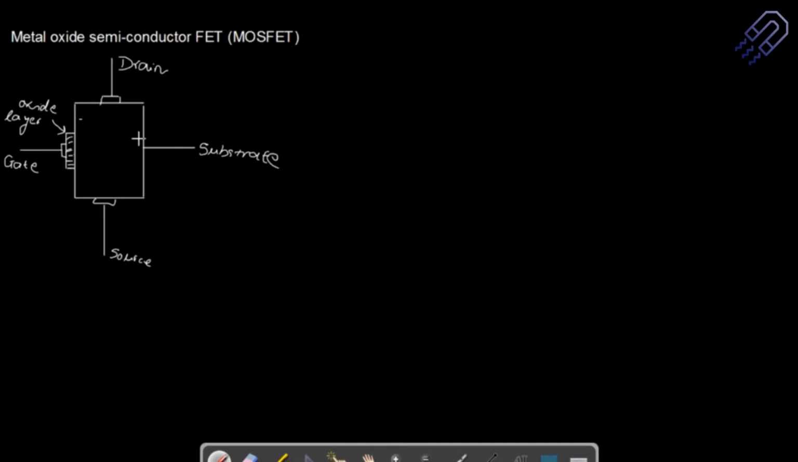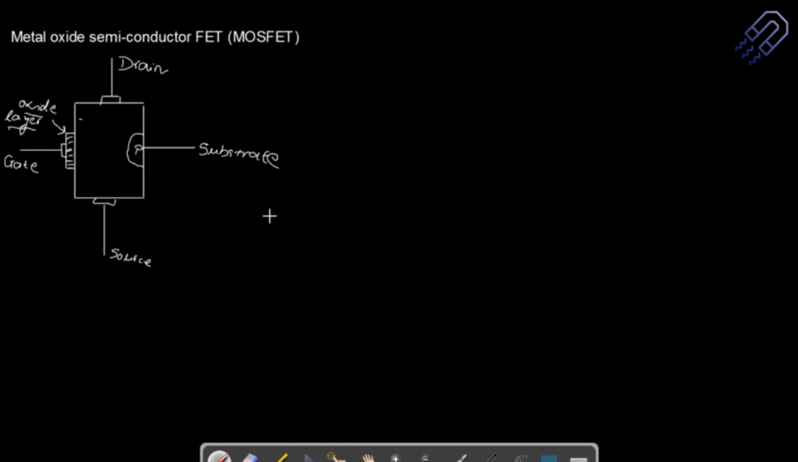Depending on whether it's a P channel or N channel, we can have it. If we have a P type here, this is an N channel. So this is an N channel metal oxide semiconductor field effect transistor, and this is how it usually looks. The difference lies here: the oxide layer is the difference.